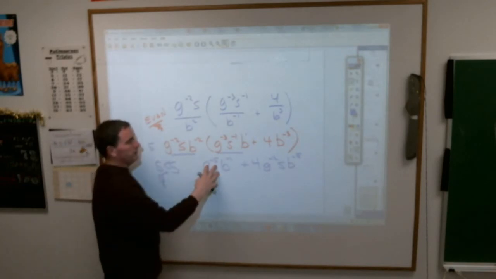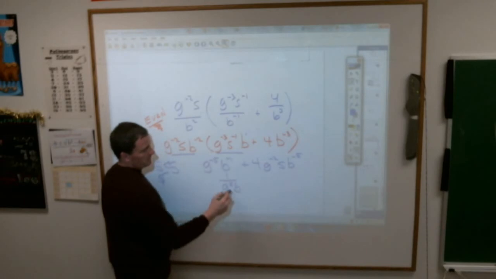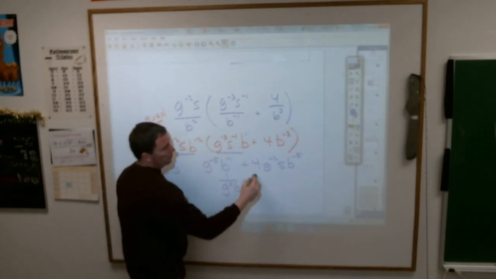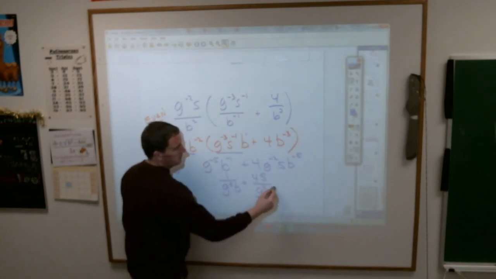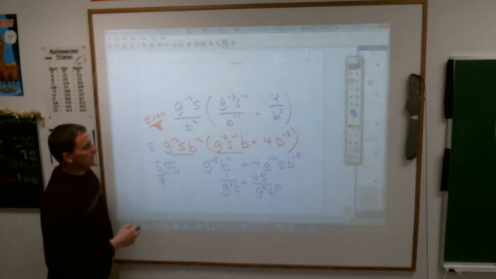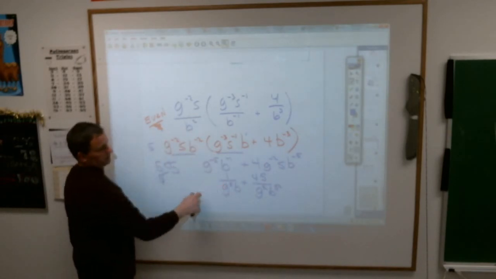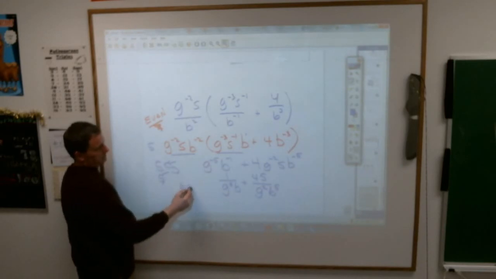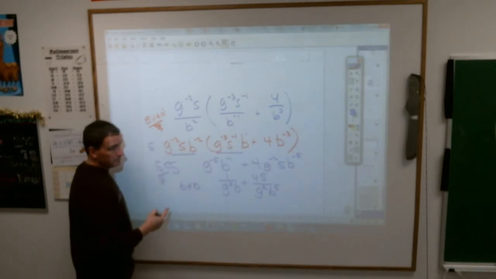And then, what do I do with this? You put them on the bottom, what has to end up on top? There's still a 1. G to the 5th, b plus 4s over g squared b to the 5th. Excluded values, b can't be 0, g can't be 0. Wait, what is it? G to the 5th? It doesn't matter, because 0 to the 5th power is 0.